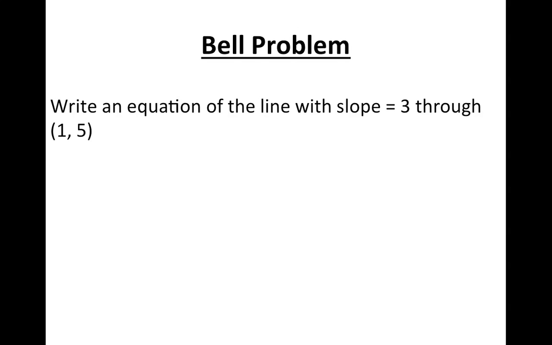Again, plug it into your point-slope form: y minus y1 equals m times (x minus x1). Once you plug it in, don't forget to distribute and get y by itself. And you should get y equals 3x plus 2.